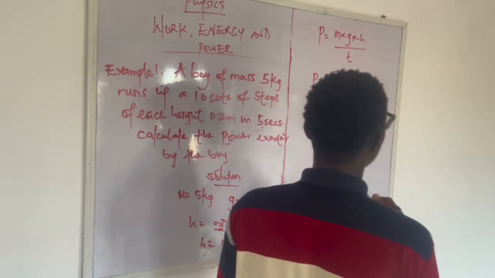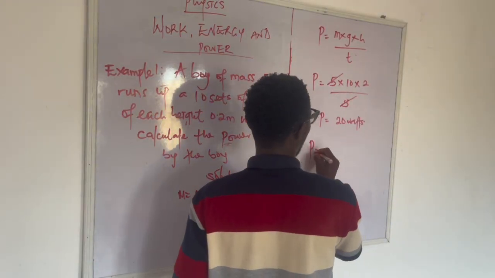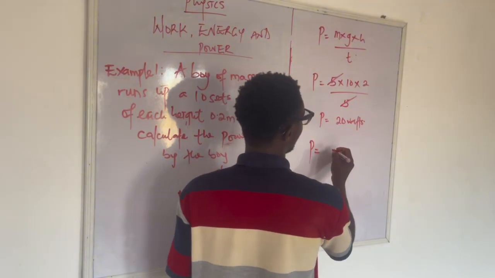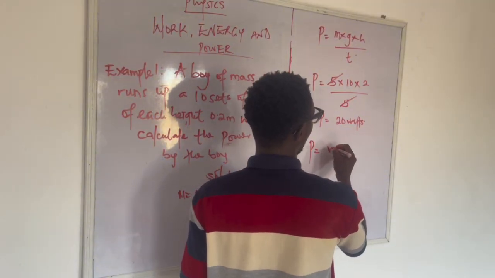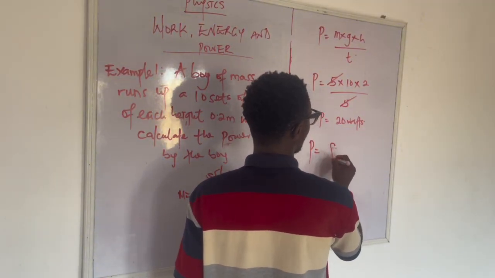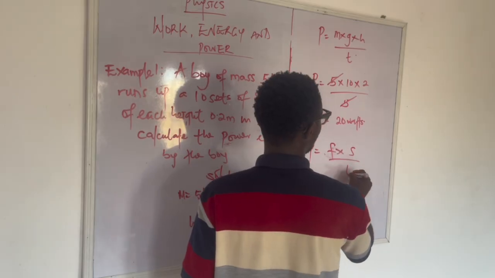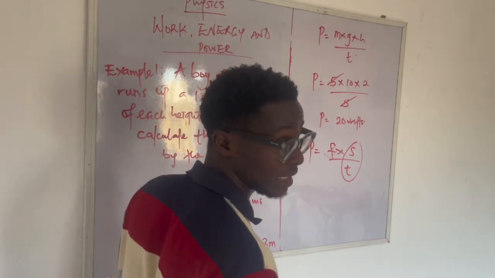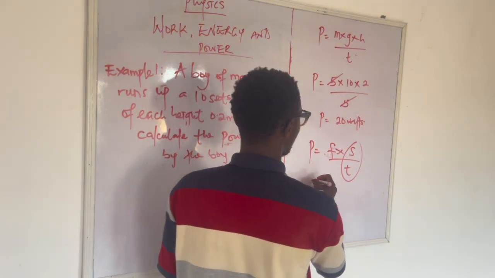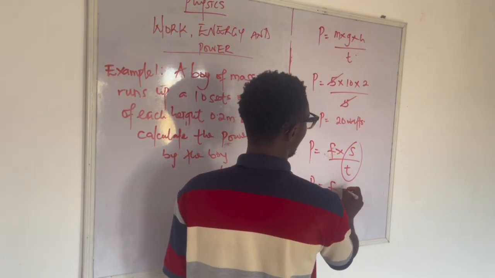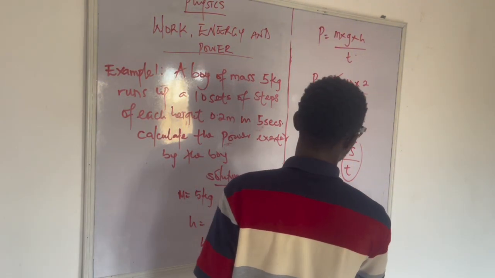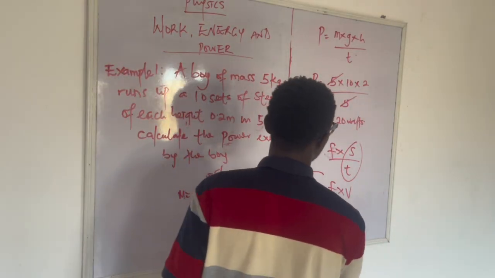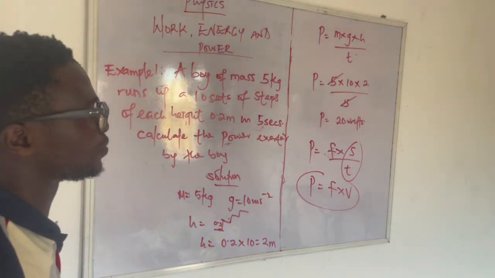Now, they can also give you power in the form of engine speed. Work done is force times distance over time. We know distance over time is speed, which is the velocity. So power equals force times velocity. The formula for power can also come in this form.